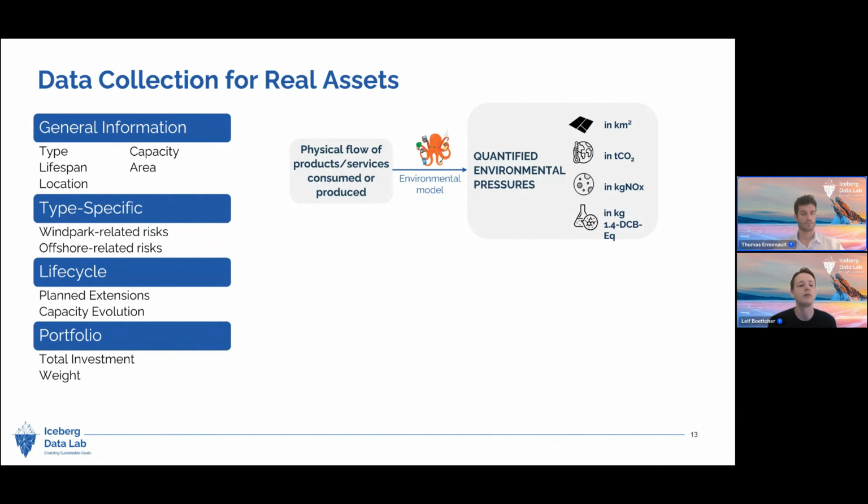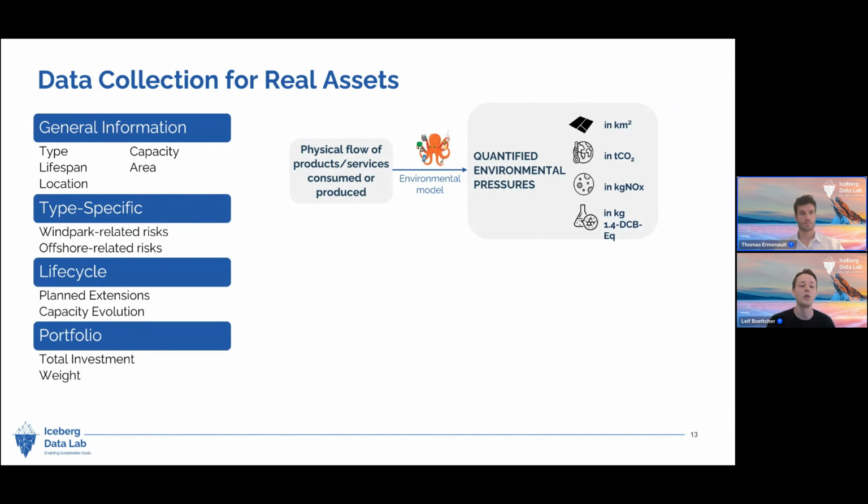So for different categories that all help us to assess different aspects of this project. The first one is general information, just to be able to identify it: what is it, where is it, what's the capacity.